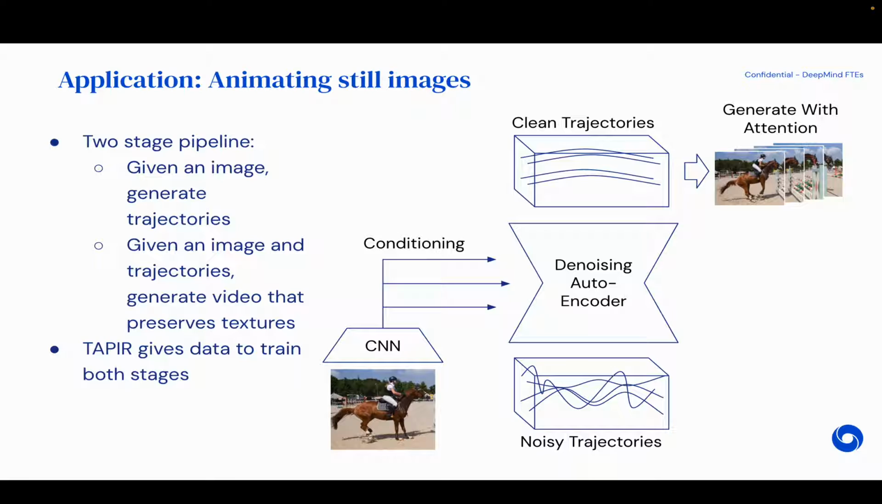Point tracking has many applications. In this paper, we show how trajectories can parameterize models that generate videos, specifically animating still images. In our two-stage pipeline, we first generate a set of trajectories given an image, and then generate videos that match the trajectories, attending to the relevant image locations in order to replicate the textures. TAPIR provides pseudo-labeled training data for both stages.